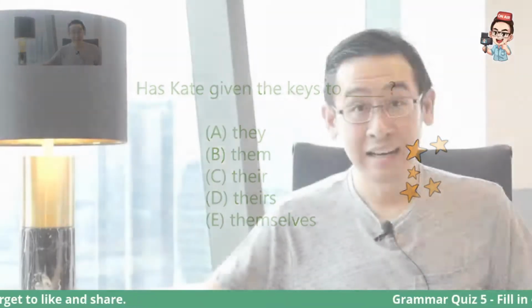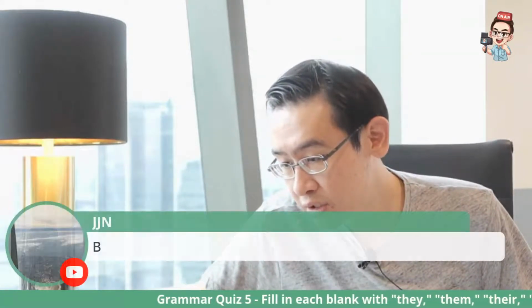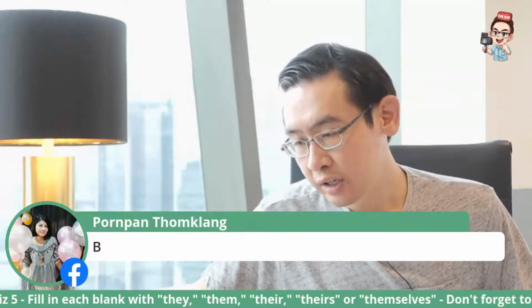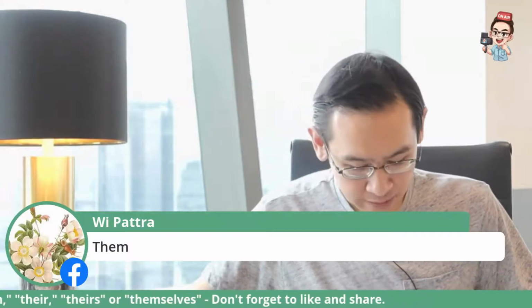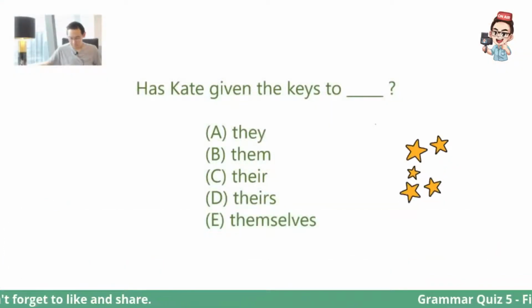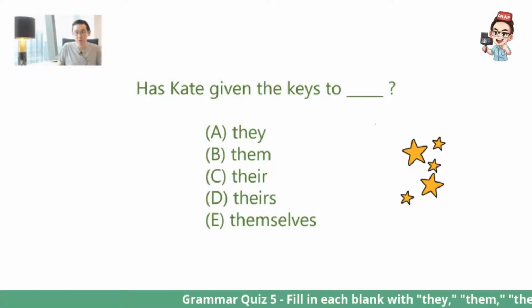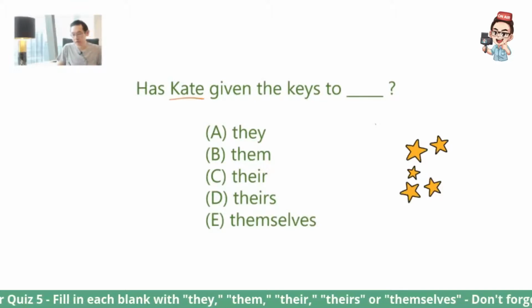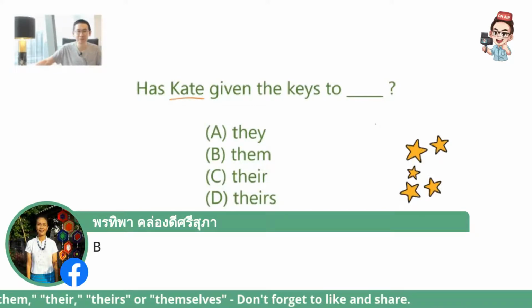All right, let's look at our answers. So we have what? We have a B from our YouTube viewer, a B, and them. So them is B as well. Okay, let's go back to our sentence. So here it's a question. It says, has Kate given the keys to, right? So Kate is the name of a person. Okay, we have another B from Pontipa. Thank you for your answer.